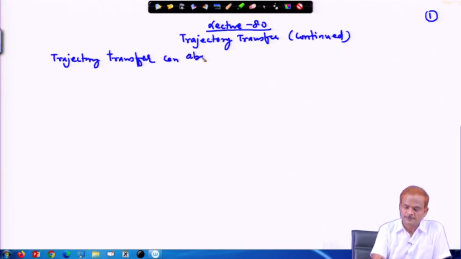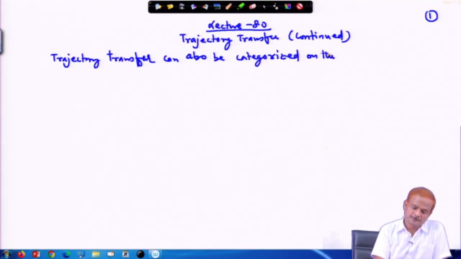trajectory transfer can also be categorized on the basis of number of impulses. Number of impulses we have already mentioned, and on the basis of coplanar or non-coplanar, that is, on the basis of the plane of maneuver.